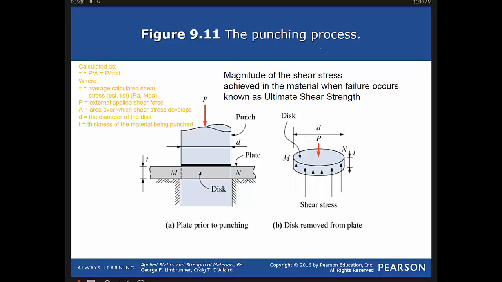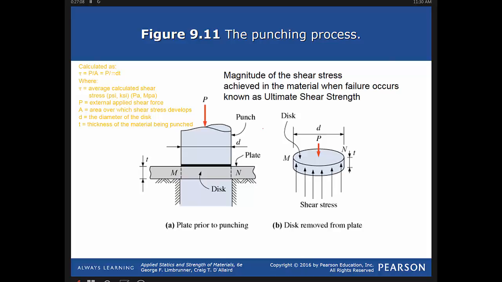Let's see. For this aluminum alloy, the ultimate shear strength is 27,000 psi. Now they kind of threw something at you there. We haven't talked about the ultimate yet, have we? We should have, I guess. Oh, yeah, I kind of glossed over that, didn't I? Right here. Magnitude of shear stress achieved in the material when failure occurs is known as the ultimate shear strength. Okay, so when that thing breaks, you just passed the ultimate shear strength of that material.